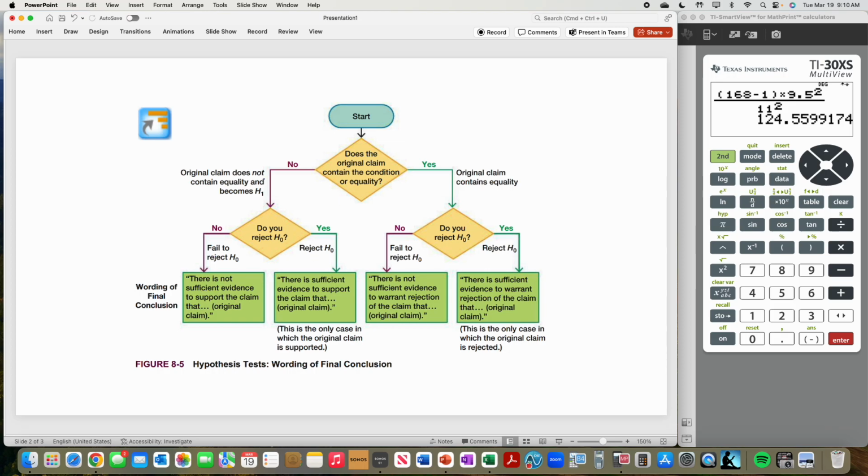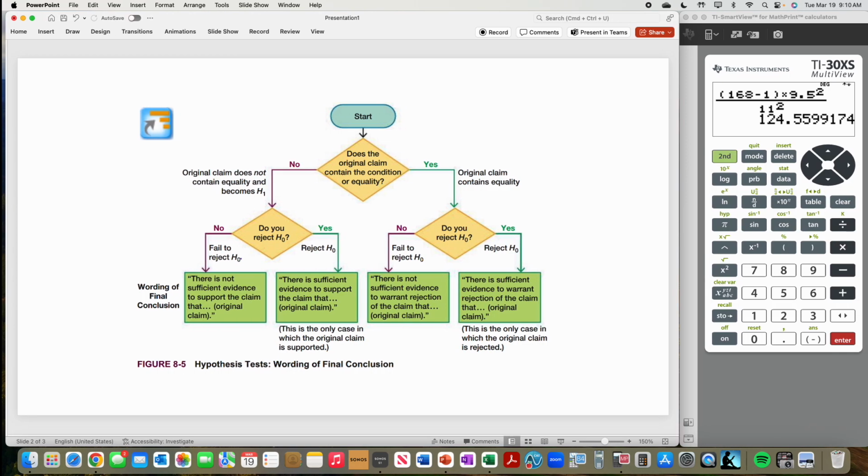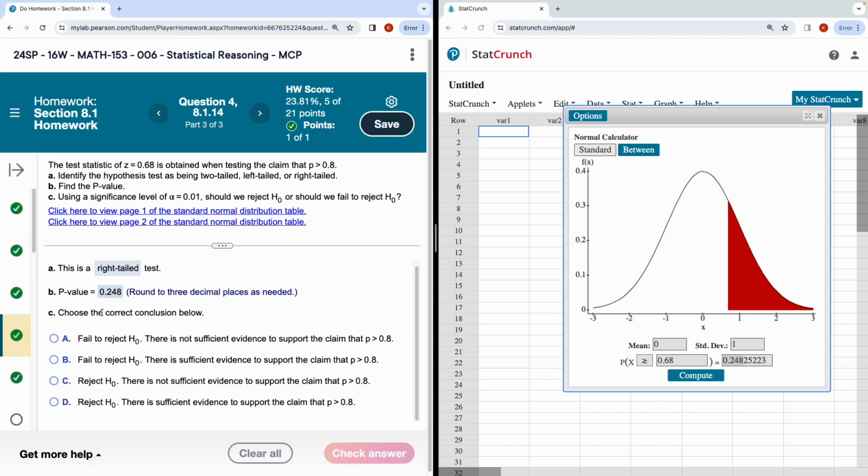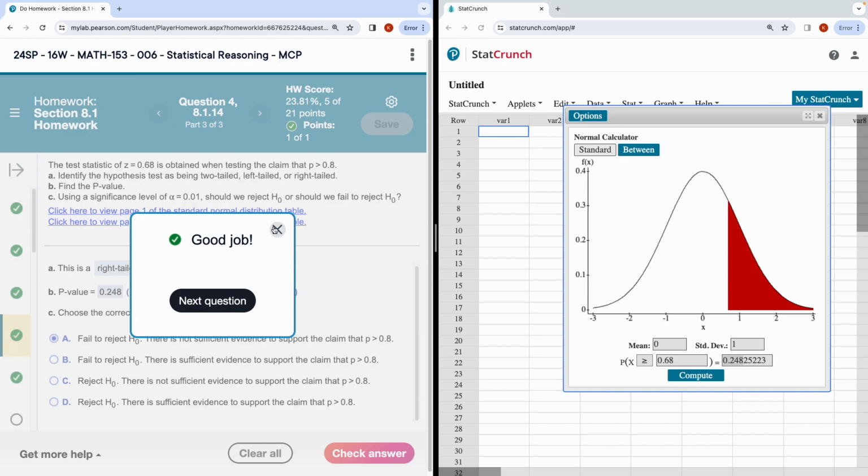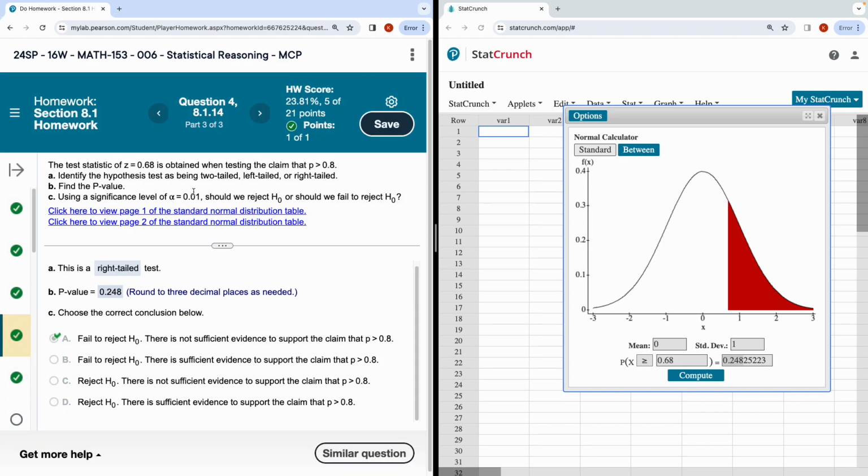So this flow chart can help immensely when you're trying to figure out these multiple choice portions. So I'm going to go back here. We fail to reject. There is not sufficient evidence to support our claim, and I check the answer, and I get that one right. So that is how you can work on finding the p-value, determining the tailed test, and then using the significance level and the p-value to determine if you're going to reject or fail to reject your null hypothesis.